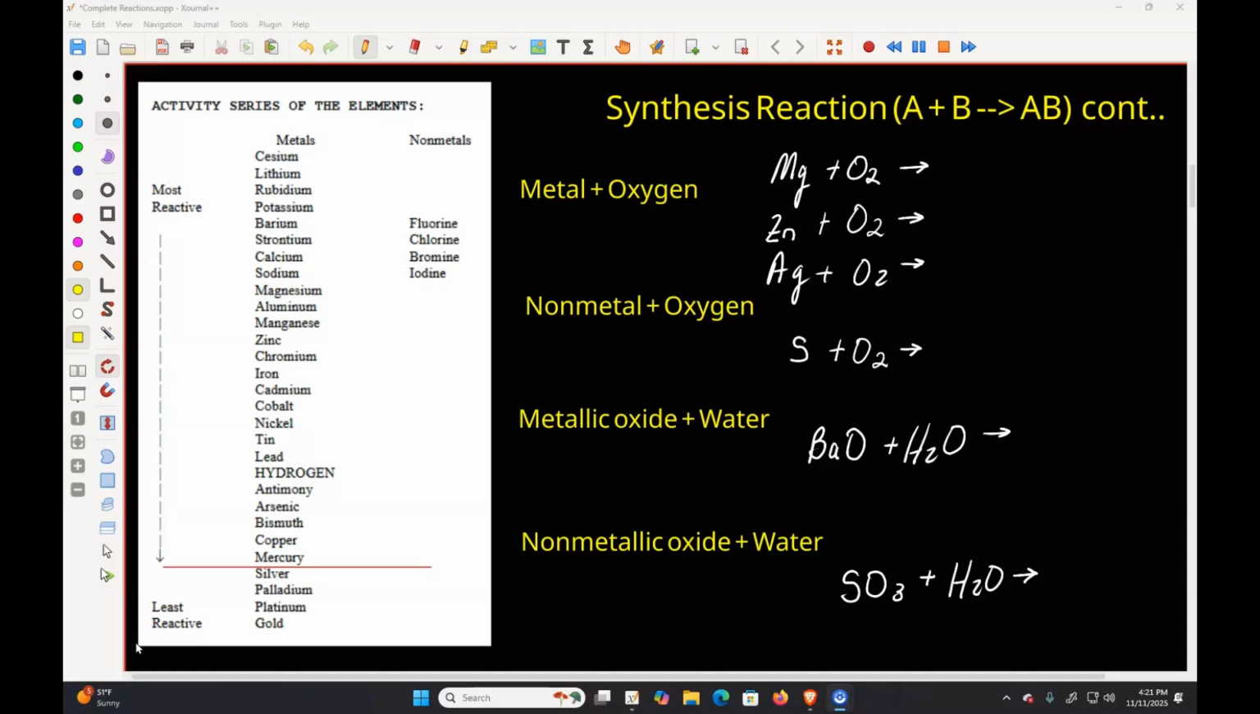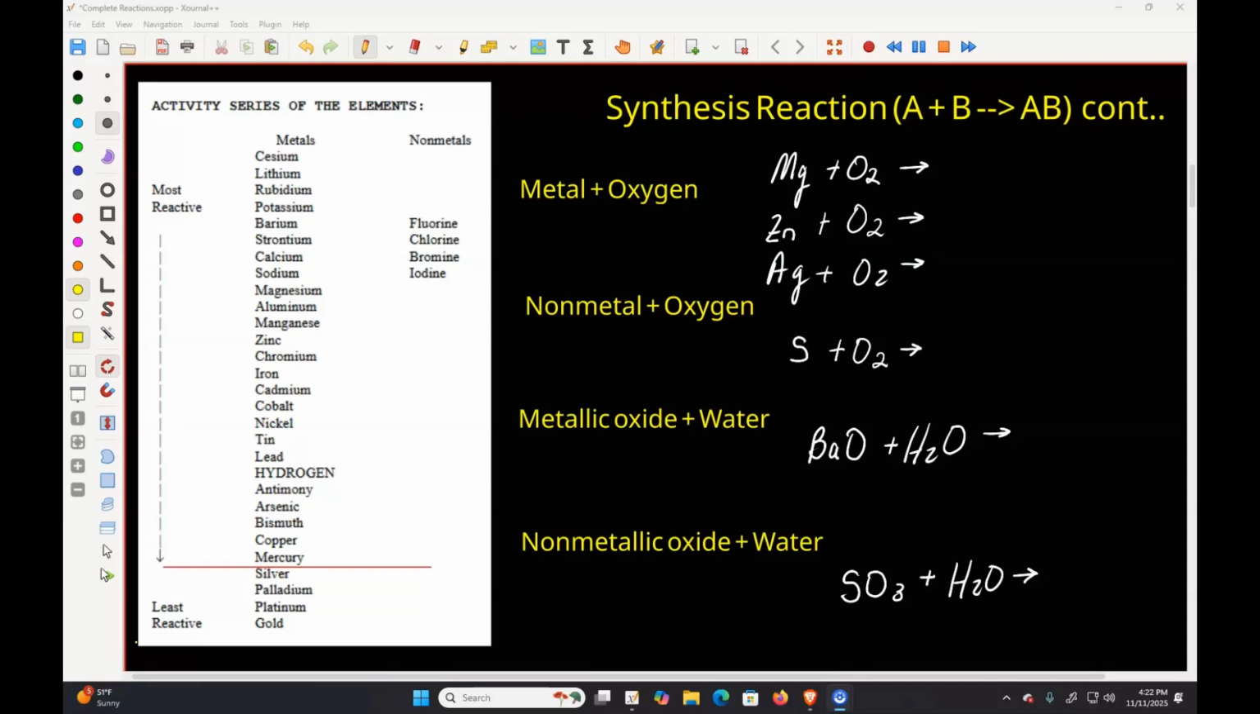Okay, here I'm including an activity series of elements. This order may be slightly different from what you see in other textbooks. It depends upon if this activity is measured as reaction with cold water, or maybe through some electrochemical process. But this is the one we'll be using today. The more active metals are at the top, the less active metals are on the bottom. All right, so for synthesis reaction.